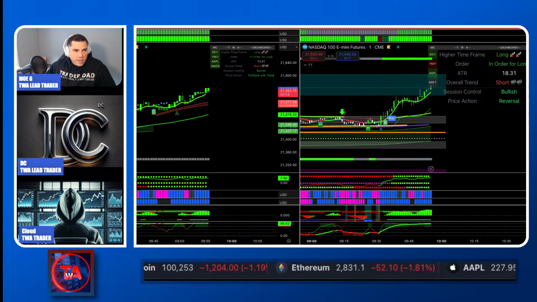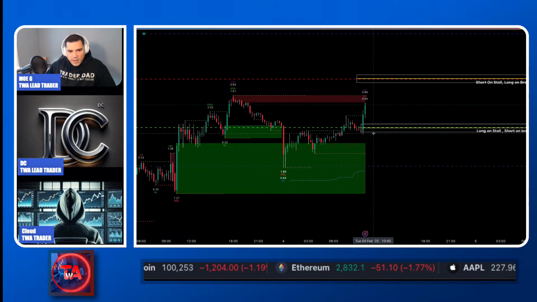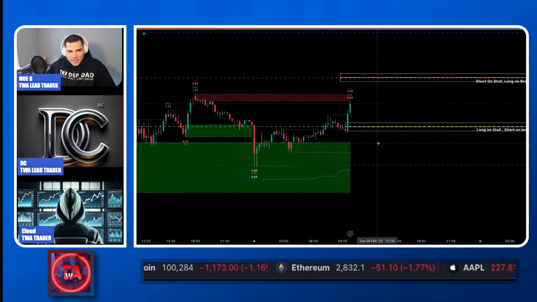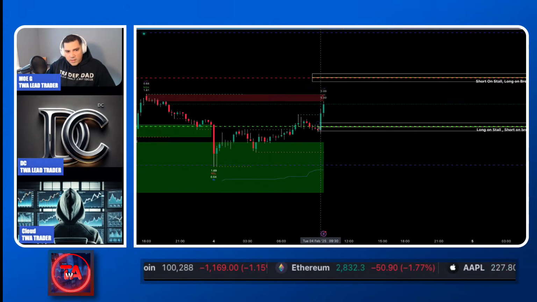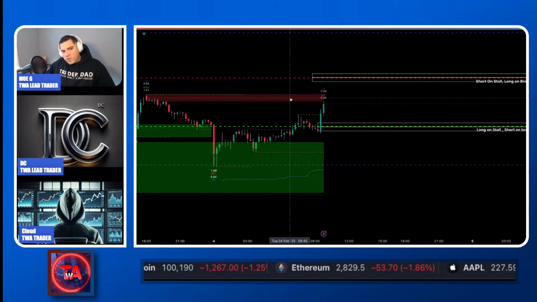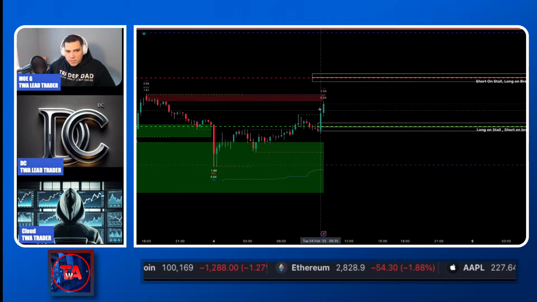And again, I'll just go to my game plan. That's so beautiful. Where the open started, this 15-minute candle was right at my stall level. It took off from there. We're going to hit some resistance here based on the market structure. So I'm very interested to see what happens here.